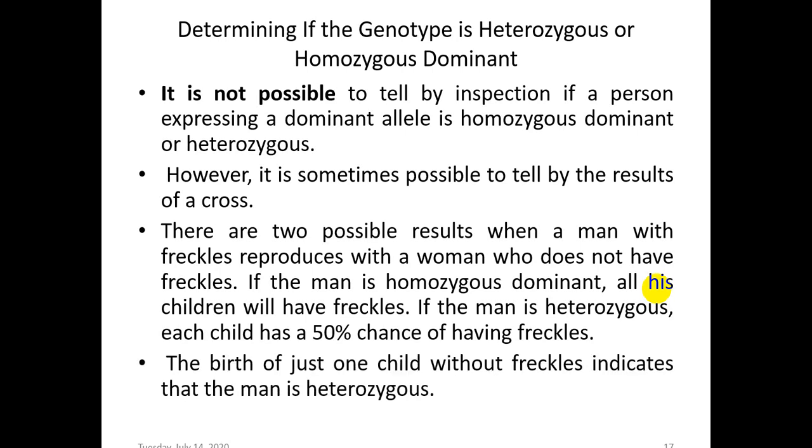The birth of just one child without a freckle, of course. If one of them is without, that means both of them contributed small f. From where did they get the second one? The lady, of course, got all small f. But from the man, if he gave the other one, that means the father was capital F, small f.